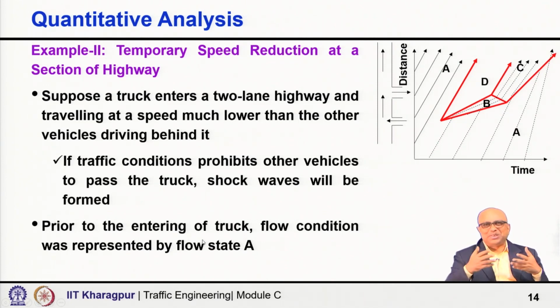If vehicles are not able to overtake, they will be forced to travel at the same speed as the slow moving vehicle, following that slow moving vehicle. Now, prior to the truck entering, suppose the flow condition was represented by flow state A. Vehicles are moving like flow state A. Here it is A, and here also it is A, because till that time the truck has not entered. The truck has entered at this point, at this location and at this time.